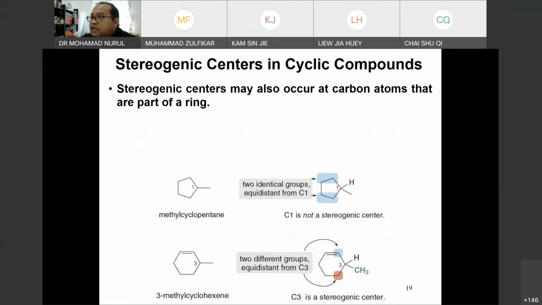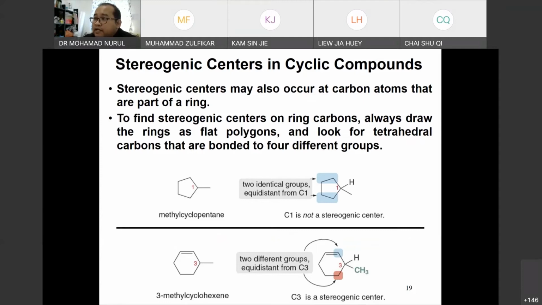So, stereogenic centers in cyclic molecules. Stereogenic centers may also occur in carbon atoms that are part of rings. To find a stereogenic center on a ring carbon, always draw the ring as a flat polygon, and look at the tetrahedral carbons and what they are bonded to for differences. The keyword is different groups. For example, methylcyclopentene here, we can convert to a flat polygon.